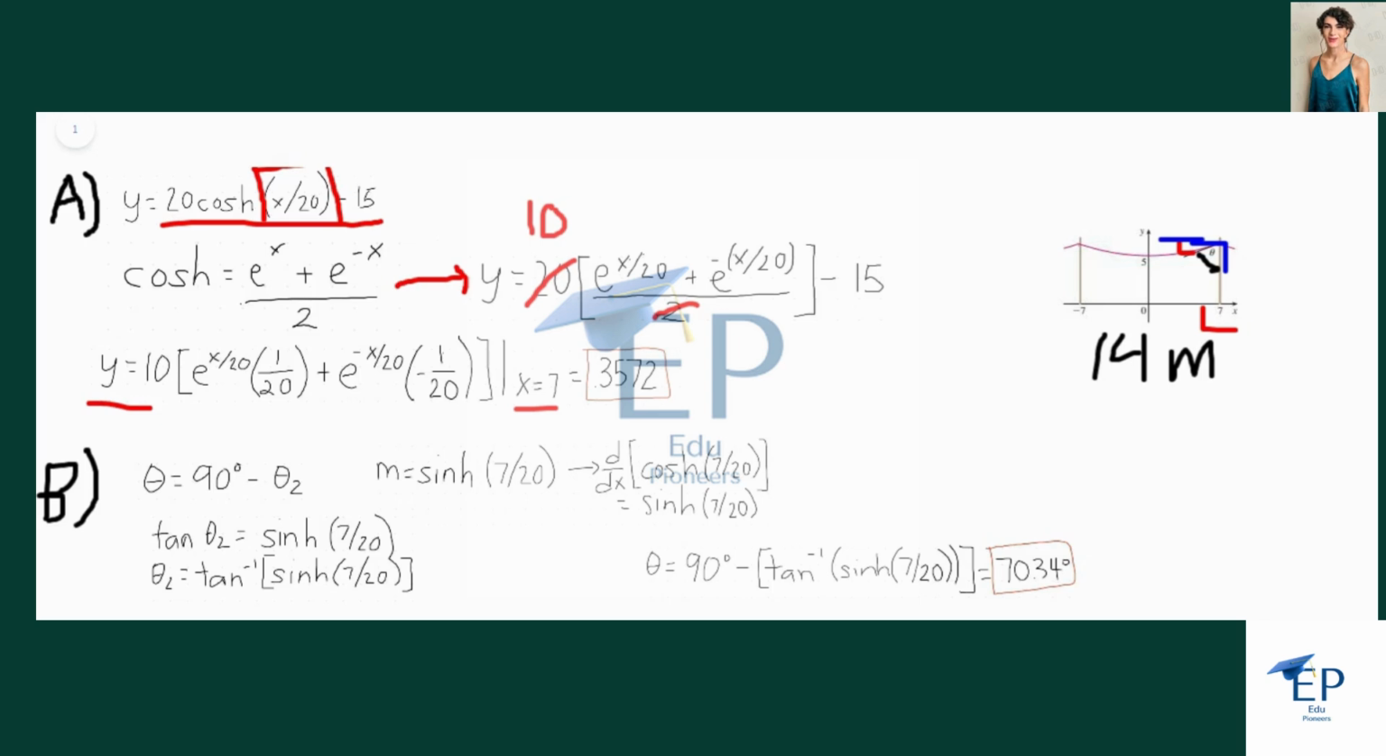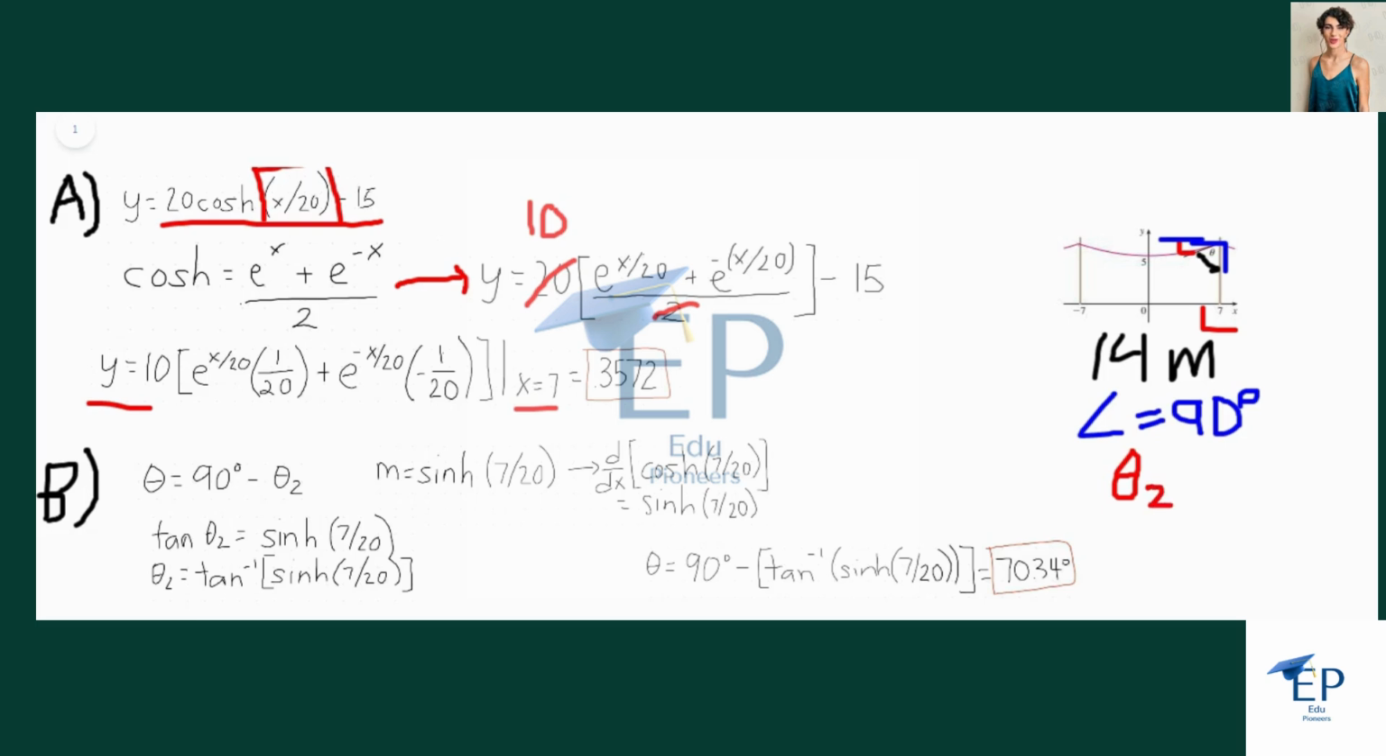In part B, we need to find theta, the black angle that you can see in this drawing. So how can we do this? Well, we can see that the blue angle right here is equal to 90 degrees. Namely, it's a right triangle. So we can use that knowledge and see that there's a complementary angle to theta, the black angle. This is the red angle. Let's name it theta 2 for this problem.